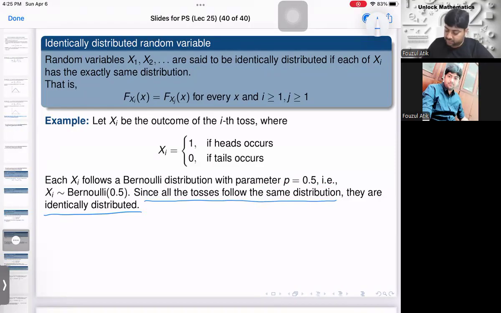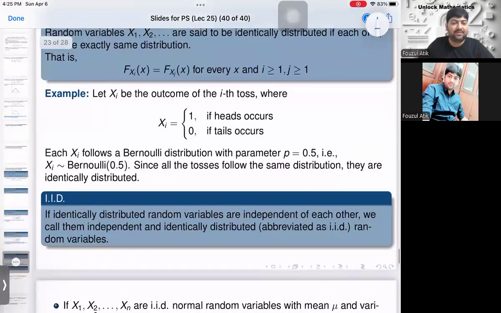Right? And now, if we have these identically distributed random variables, and they are also independent of each other, we call them independent and identically distributed. We abbreviate them as IID random variables. Independent and identically distributed random variables, or IID random variables. Now this has a significance. That's the reason we are discussing it.